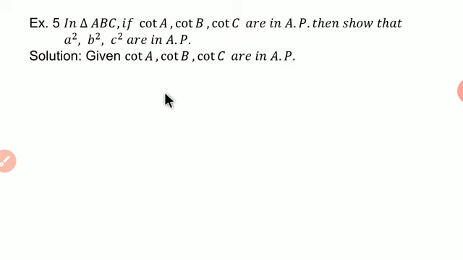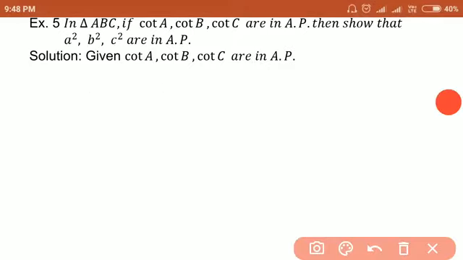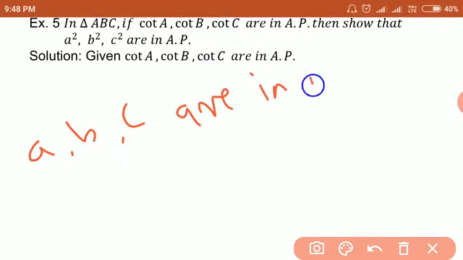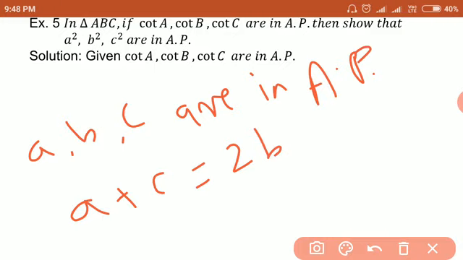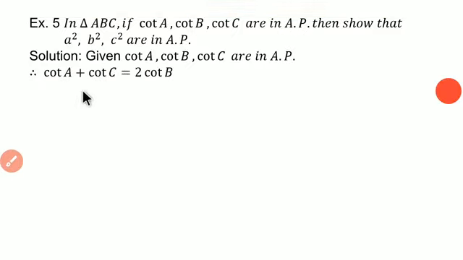Now we know that if the 3 terms A, B, C are in AP, as we studied in the 11th standard, then A plus C is equal to 2B, meaning twice the middle term is the sum of the first and third terms. Here, A is cot A, B is cot B and C is cot C. So using the given thing, we get cot A plus cot C is equal to 2 times cot B.